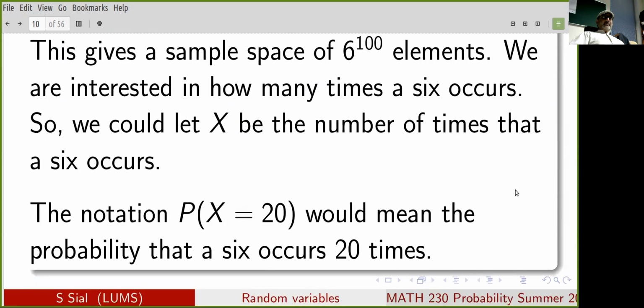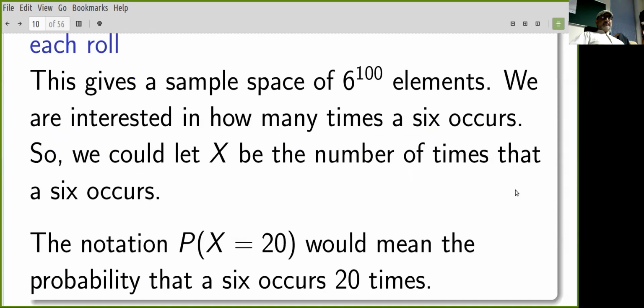The notation P of X equals 20 would mean the probability that a 6 occurs 20 times. P of X is equal to small x means: what's the probability that the random variable X takes the value small x?